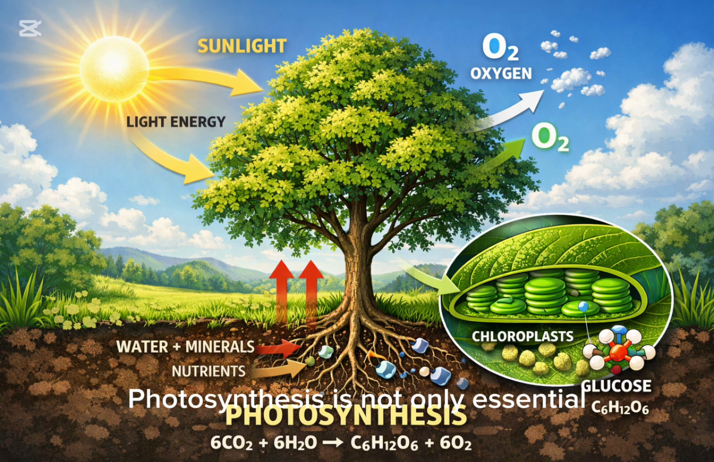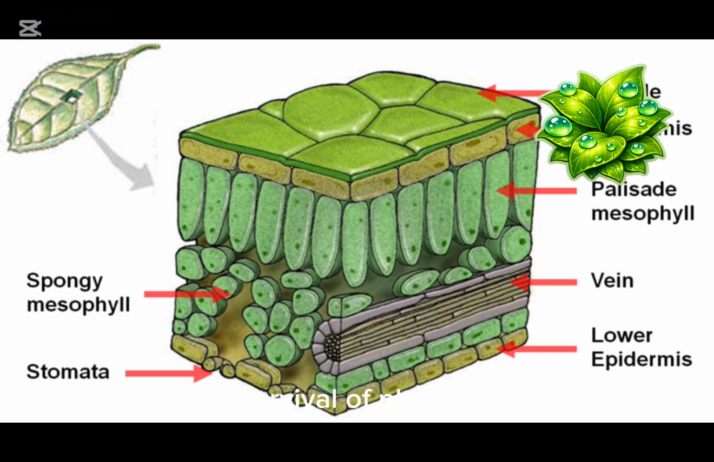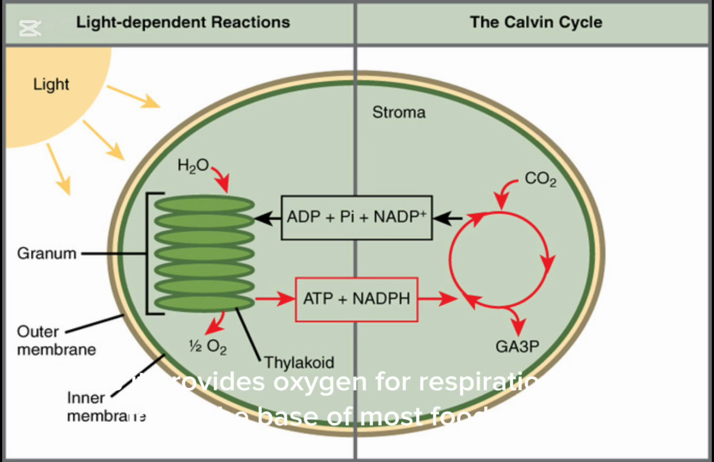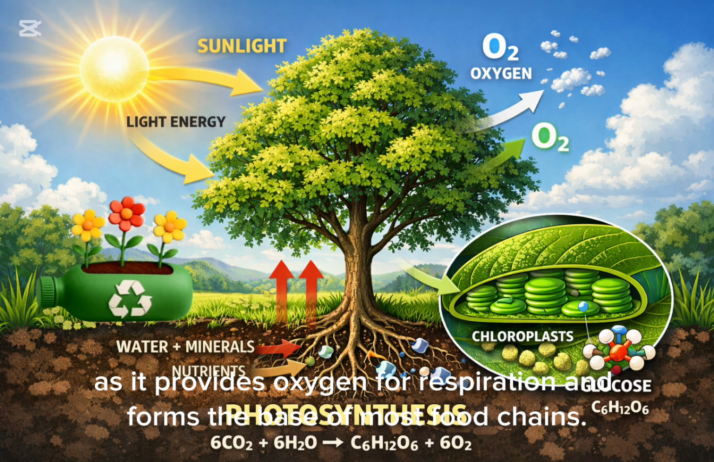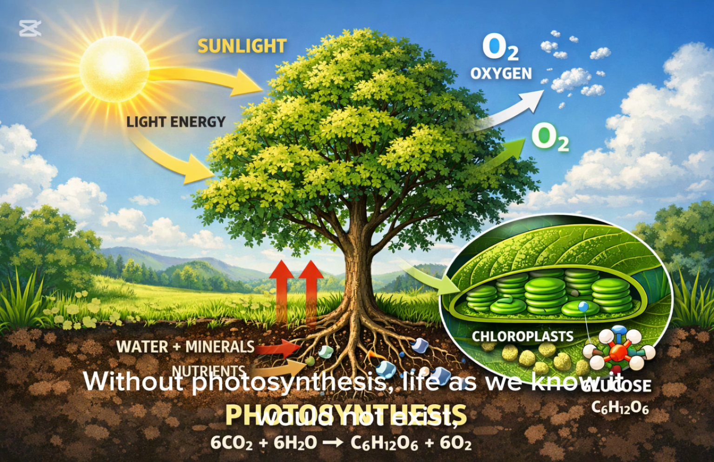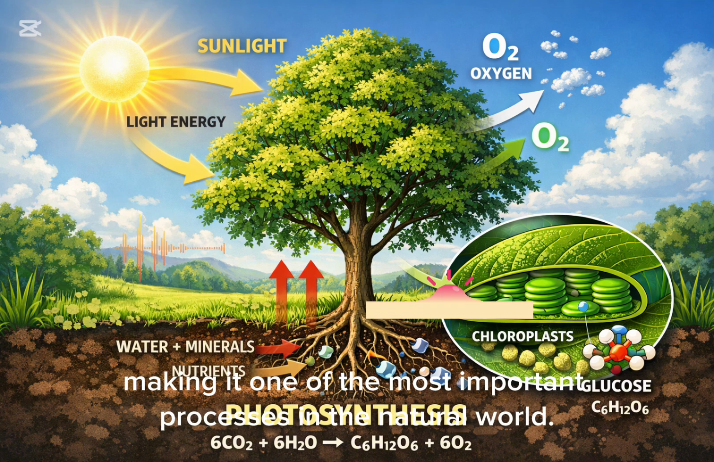Photosynthesis is not only essential for the survival of plants but also plays a critical role in maintaining life on Earth, as it provides oxygen for respiration and forms the base of most food chains. Without photosynthesis, life as we know it would not exist, making it one of the most important processes in the natural world.